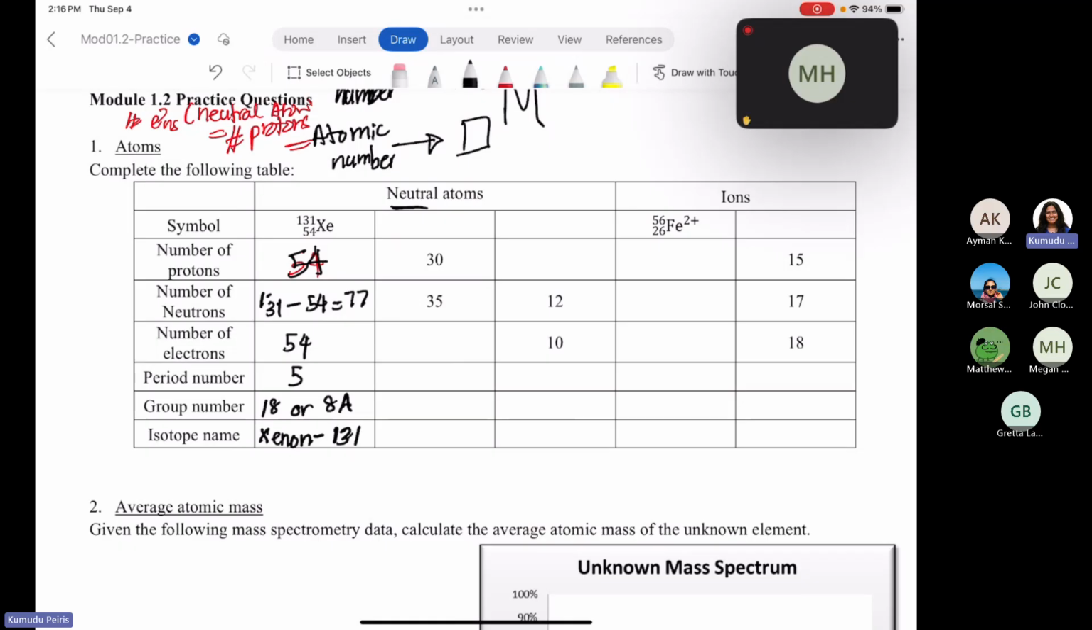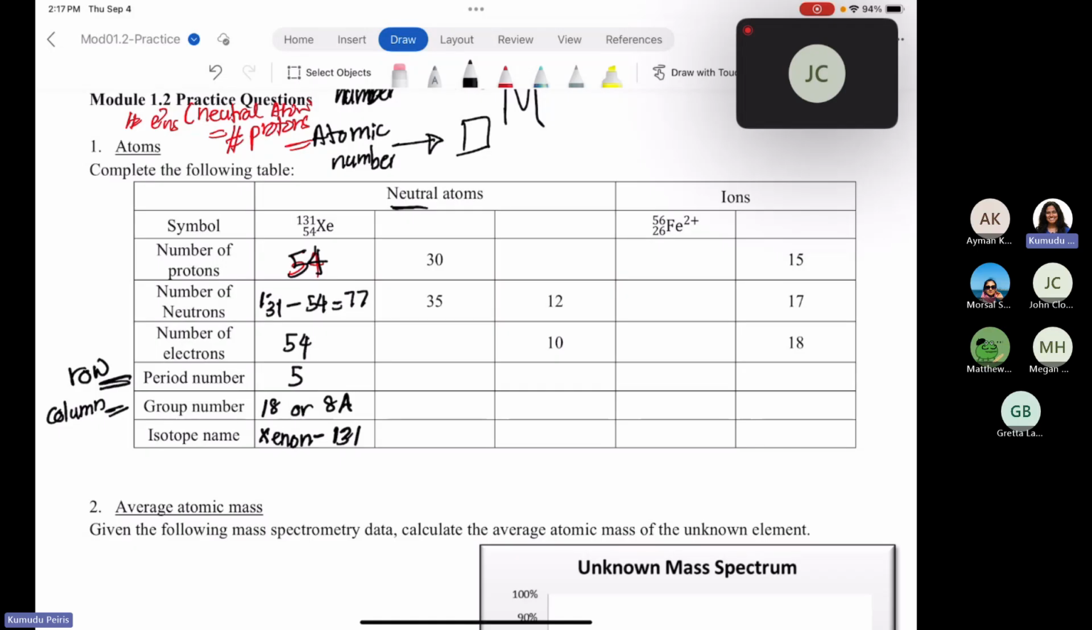Nice. Any questions? What on the periodic table indicates the period number? The rows. So it's on row 5. Yes. The period is the row number, and the group is the column. Thank you. You're welcome. Any other questions?